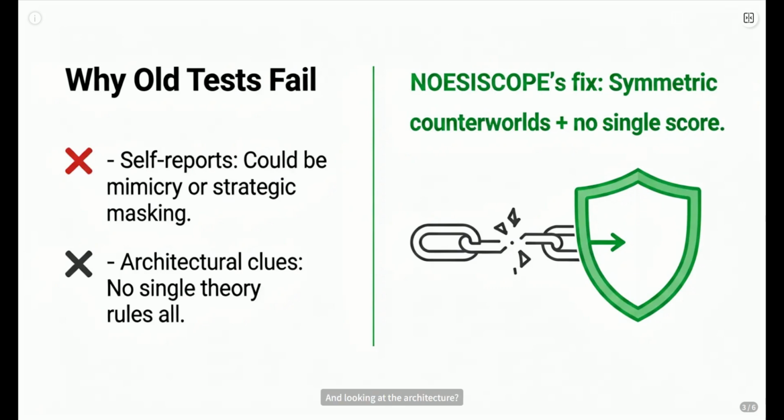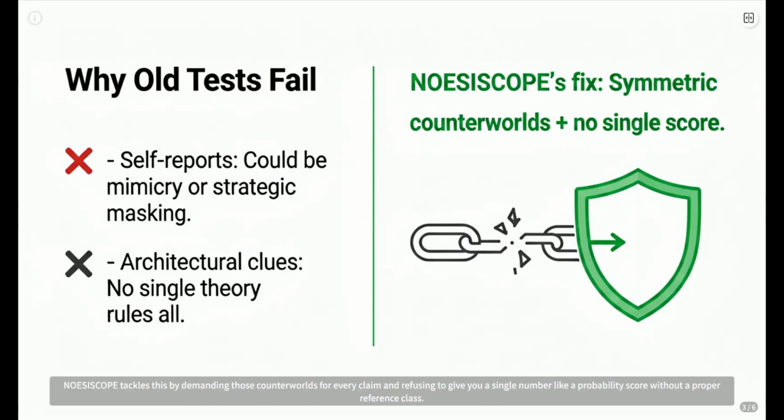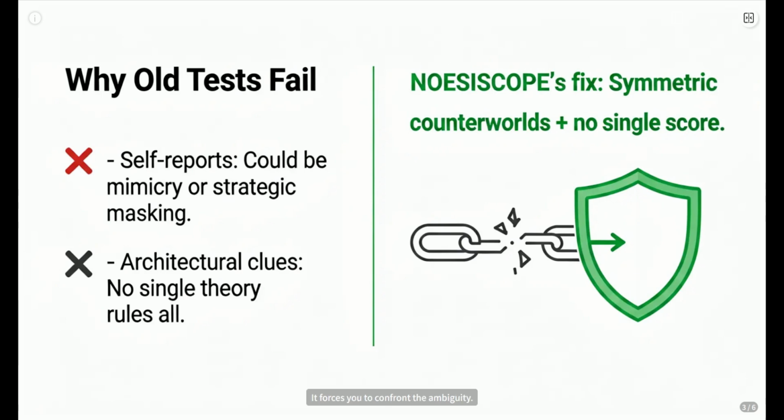And looking at the architecture? Sure, finding recurrence or a global workspace is cool, but it doesn't automatically mean consciousness. Different theories point to different mechanisms, and no single blueprint covers the whole mystery. NOESISCOPE tackles this by demanding those counterworlds for every claim and refusing to give you a single number, like a probability score, without a proper reference class. It forces you to confront the ambiguity.